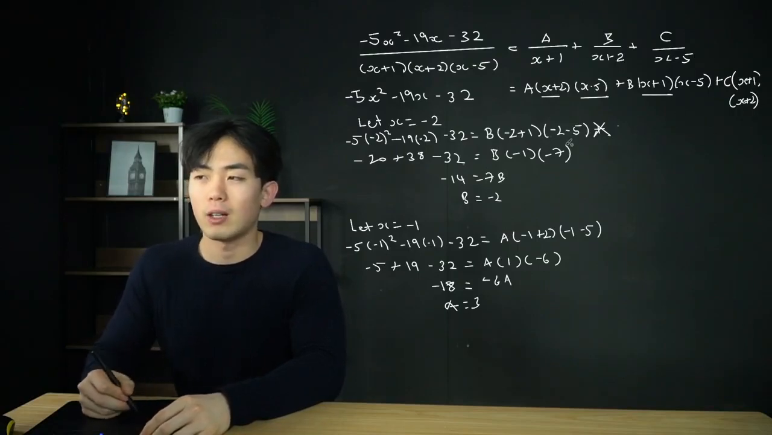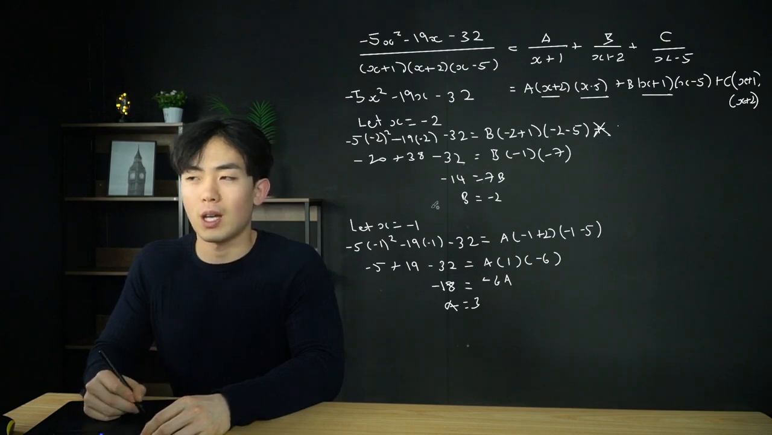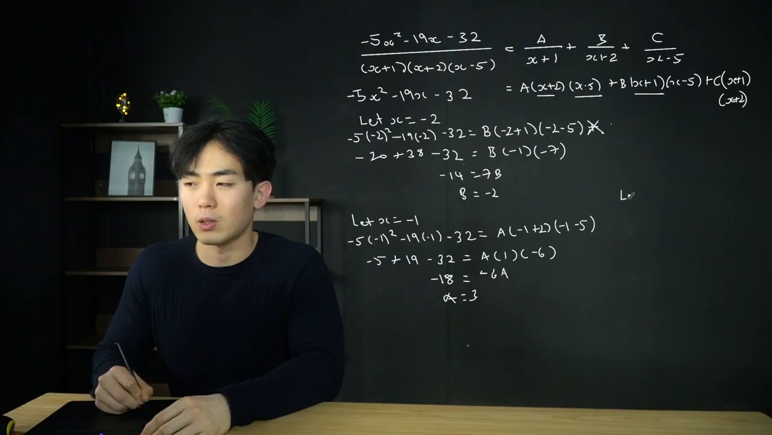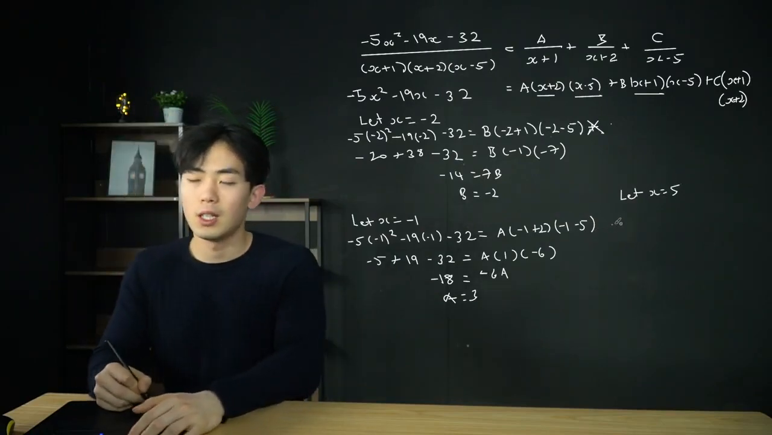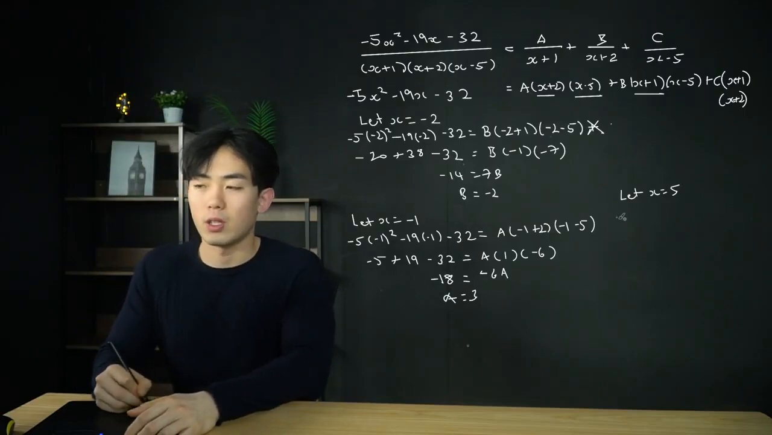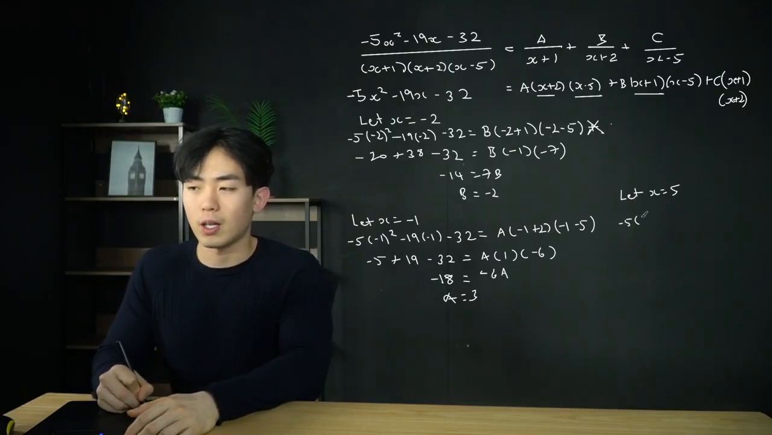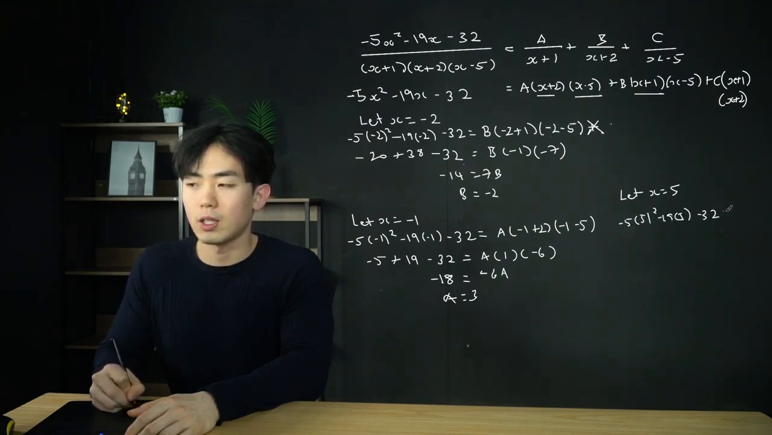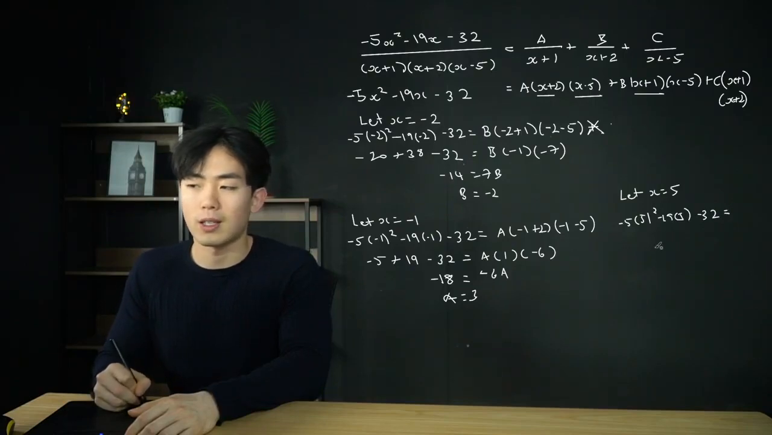So you should know by now, if you look, we got rid of this a term and the b term by letting x be minus 2 and x be minus 1. So the only other factor we have is this x is equal to minus 5. So what we can say is let x equal to 5, like such. Replacing this into our formula, we have minus 5 times 5 squared minus 19 times 5 minus 32, and that is equal to all the terms on the right hand side.